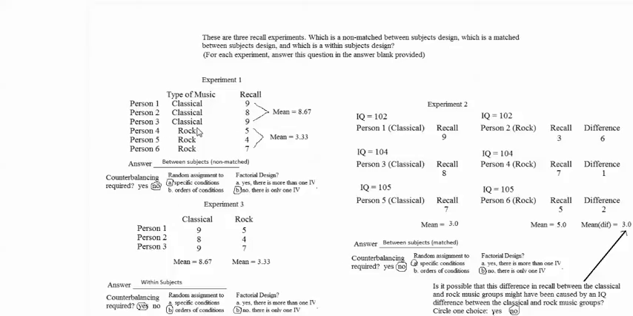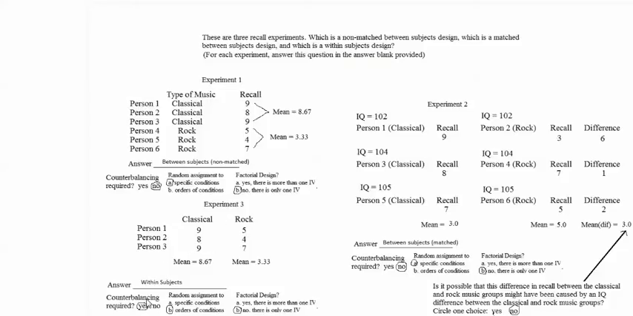Also, in a between subjects design, there's no counterbalancing because each person is tested one time only. So this is no, and this is no counterbalancing. Each person is tested one time only in a between subjects design, either under classical music or under rock music in this case, but not under both classical and rock music. But in a within subjects design, each person is tested twice, one time with classical and one time with rock.